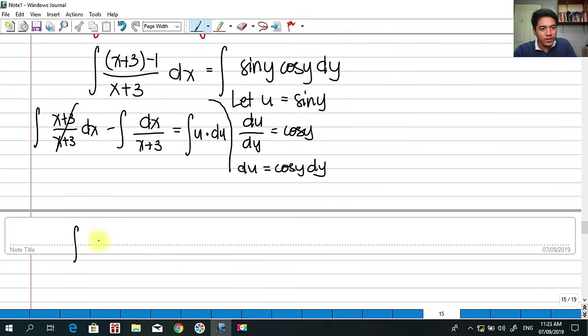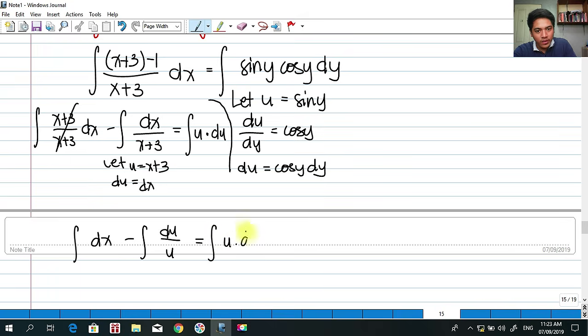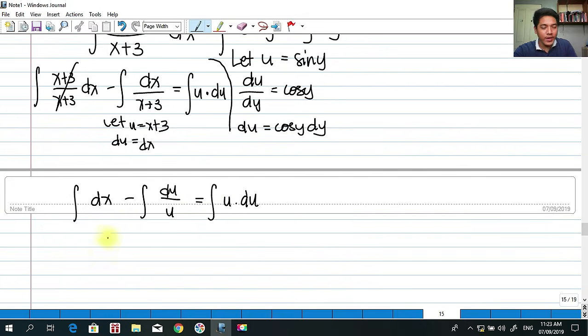So what will happen? We are left with dx minus, if we let u here as x plus 3, du with respect to x is 1, multiplied by dx is simply dx. So you are left with du over u, and the other integral is u times du. So here simply this is still ln, because it is du over u. So we have the integral of dx, which is x, minus ln of u.